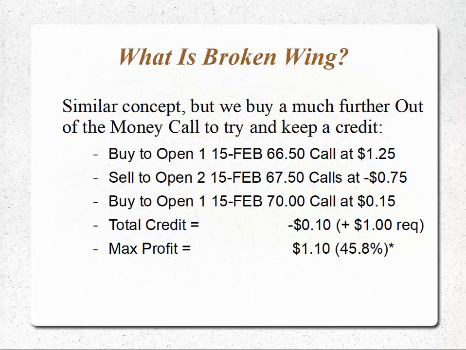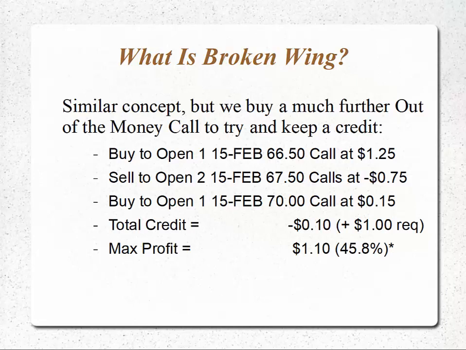Same structure, buy a 66.50 call for $1.25, sell 2 67.50 calls at 75 cents, $1.50 in, 25-cent credit at this point, and then I buy to open a 70 call, same expiration, for only 15 cents. Now I keep a credit of 10 cents, but again, I actually have to put up the monetary requirement on the bear call side. This is actually $2.50, not $1.